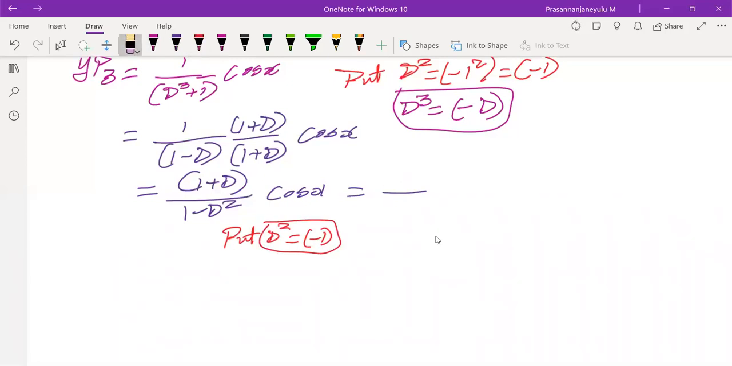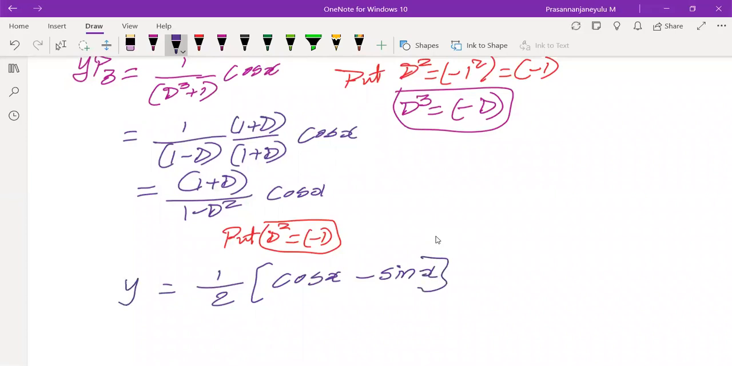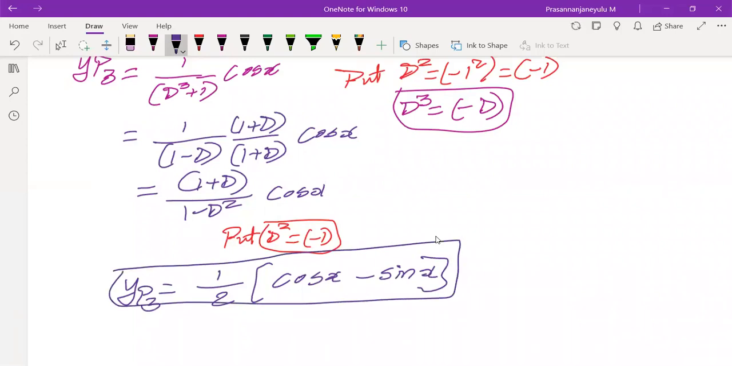If we do this, then better don't write it in the same step, write it in the next step. 1 by 1 minus of minus 1 is 1 plus 1, which is 2. So 1 by 2 into, multiplying both the terms in the numerator with cos x: cos x plus the differentiation of cos x, which is minus sin x. So you have seen how fast we finished YP3, only because we are skipping a few steps and writing the main steps. Okay, this is YP3.